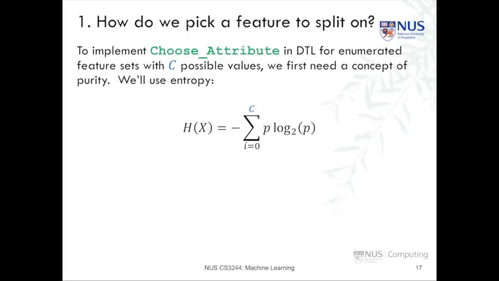So how do we actually pick this feature? We're going to implement the choose attribute algorithm in decision tree learning for enumerated feature sets. Let's say this particular attribute that we're examining has C possible values. We'll first need a concept of how we're going to measure the purity of the subsets. We can appeal to information theory and use the idea of entropy, which we'll denote as H of X, which is simply the probability times the log probability of the particular class. So here, these P stand for probability.